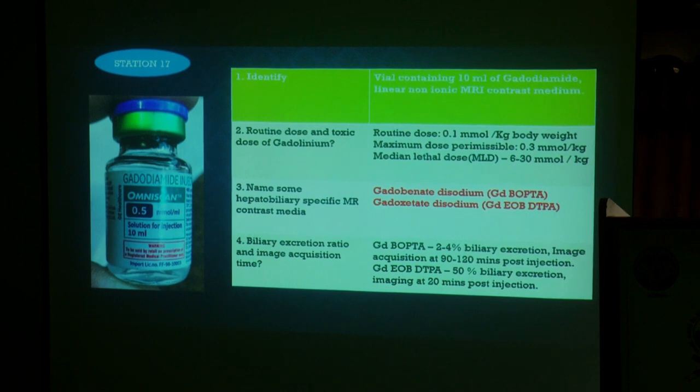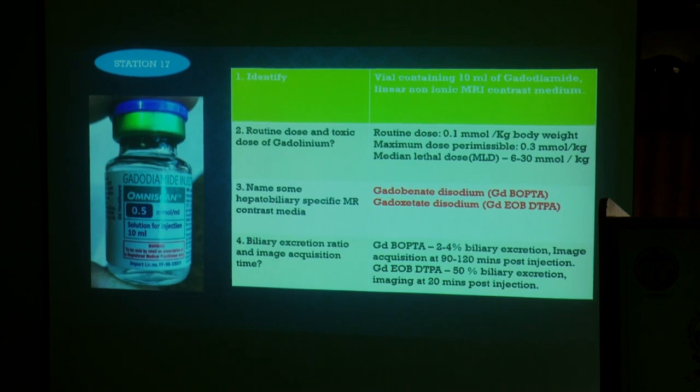So what is the routine dose we employ in contrast enhanced MRI? It is 0.1 millimole per kg. We have to know the lethal dose also, 6 to 30 millimole per kg. And we have to know about hepatobiliary specific contrast agents. They are gadoxetate disodium and gadobenate dimeglumine, gadolinium BOPTA, gadolinium EOB. So we have to know about the biliary excretion rate of each component.